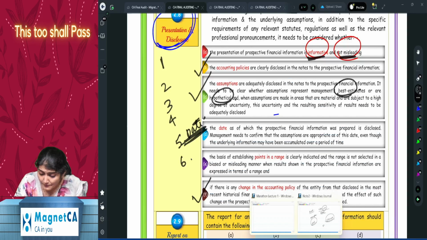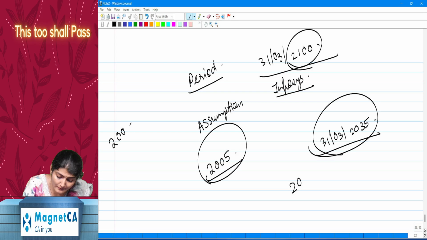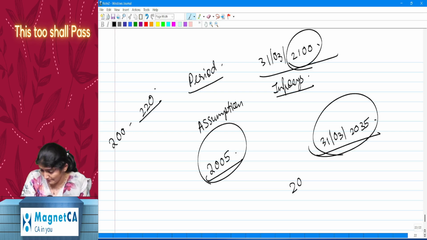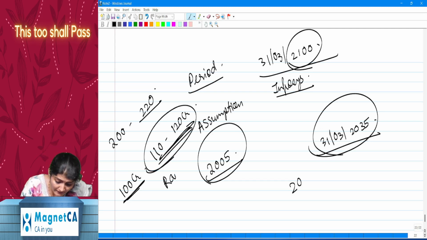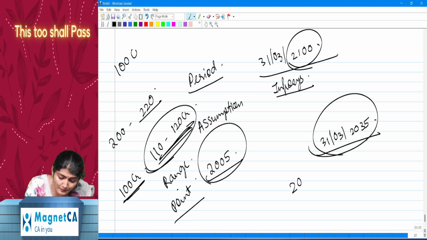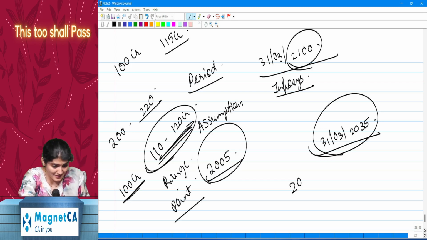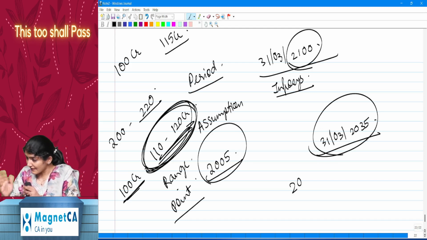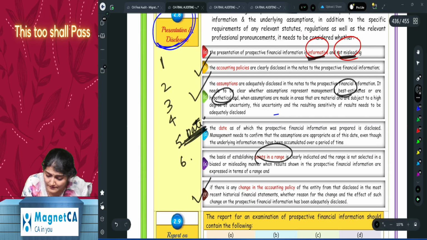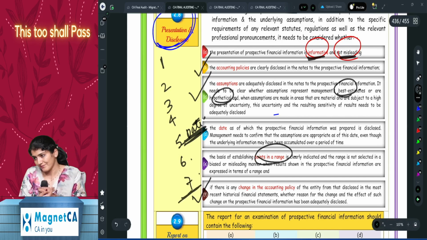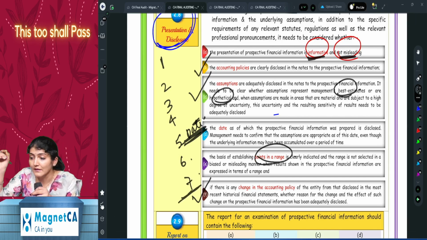Now, sometimes a prospective can be given that next year's sales price will be from 200 to 220, for example. Or they can say, this year the revenue of the company is 100 crore. Next year, it will be between 110 to 120 crore. So here they are giving a range rather than a point estimate. If they say next year revenue will be 115 crore, that's a point estimate. But if they say it will be between 110 to 120 crore, they are giving a range. So how did they establish the points in a range? Even that is required to be given: the basis of establishing the points in a range.